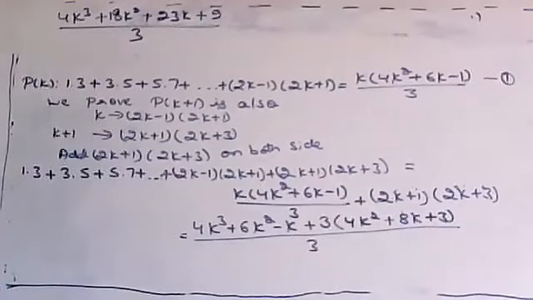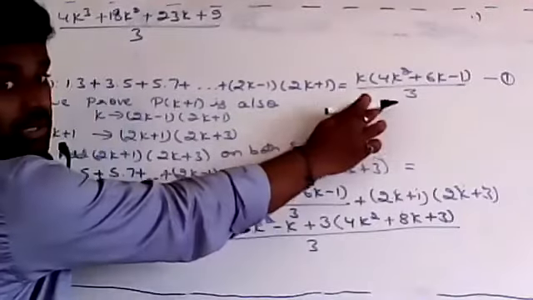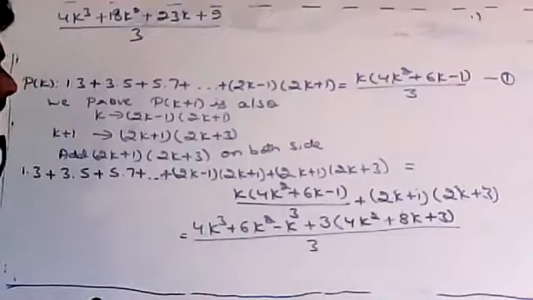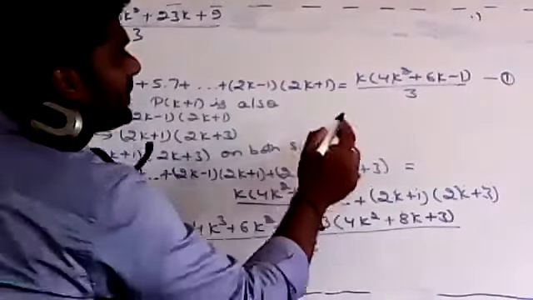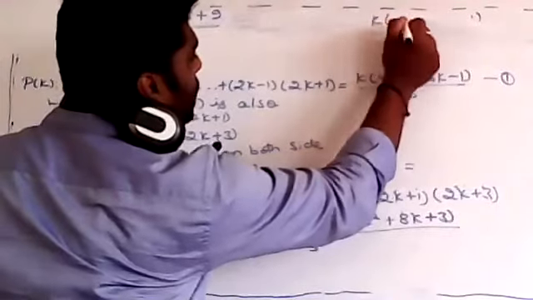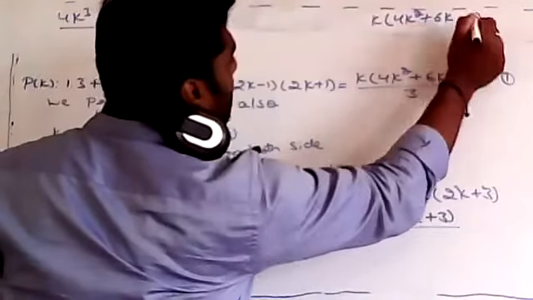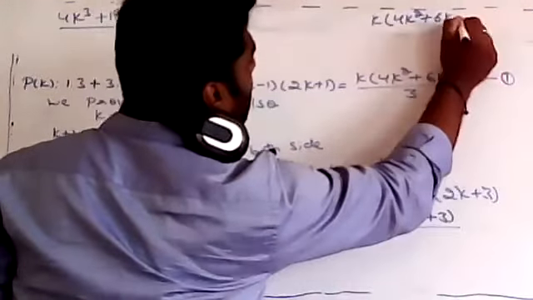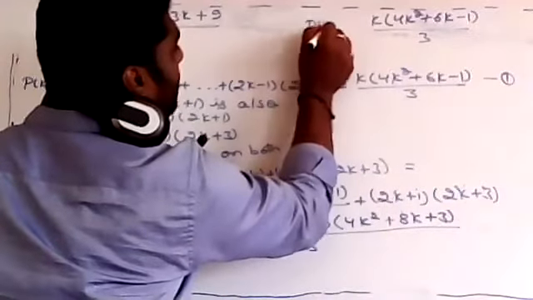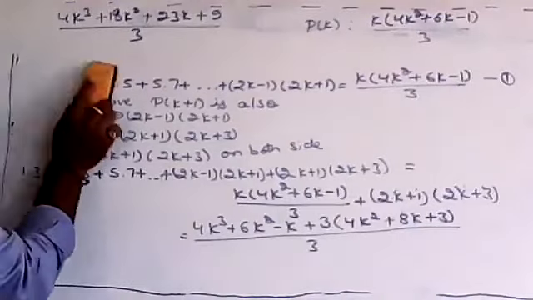Yes. Okay. See here, just I'm writing this one. This is the P of kth term equation. Just remember this one. Here I'm writing that one: k into 4k square plus 6k minus 1 by 3. This is the P of kth term. Just remember this one. I'll rub this one.